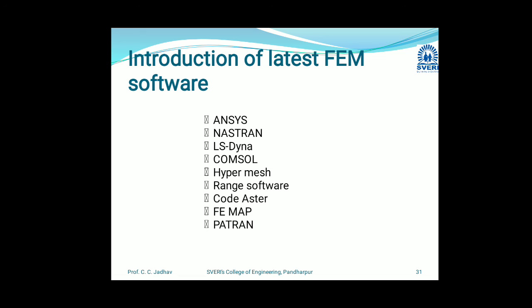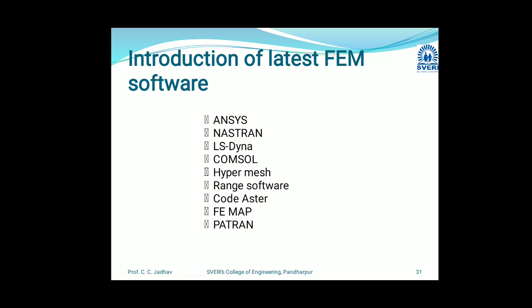Next, the Range software. It is a multiphysics FEM software which is available free of cost. It is a part of LS Dyna. So it is used for FEM analysis in multiphysics, and it is free of cost. Next, Code Aster. It is developed by EDF. It is open source software used for structural mechanics. Basically, it is used for structural mechanics analysis, and it is open source.